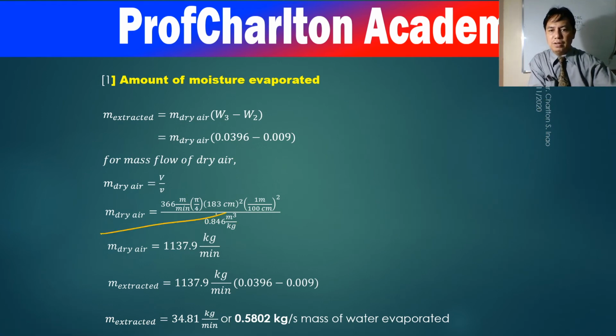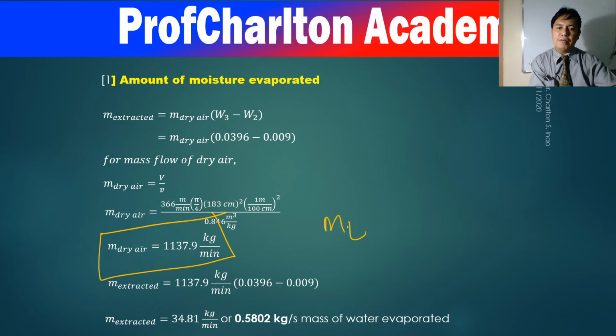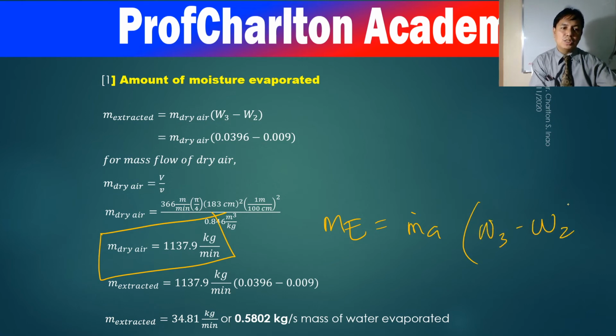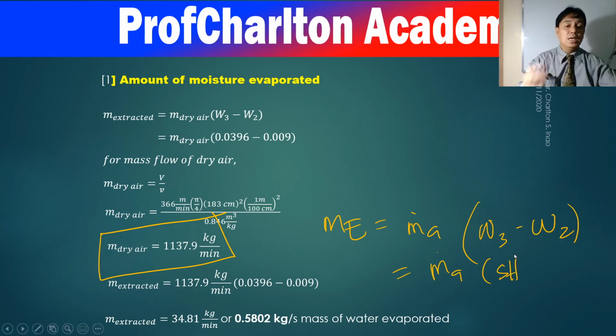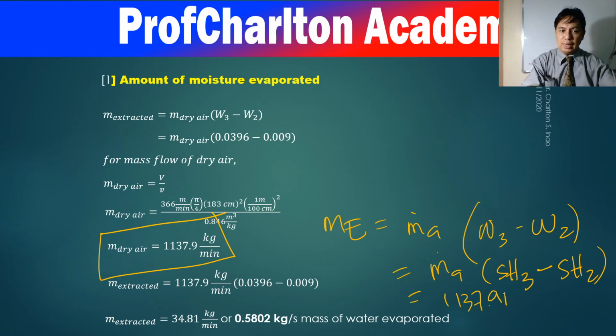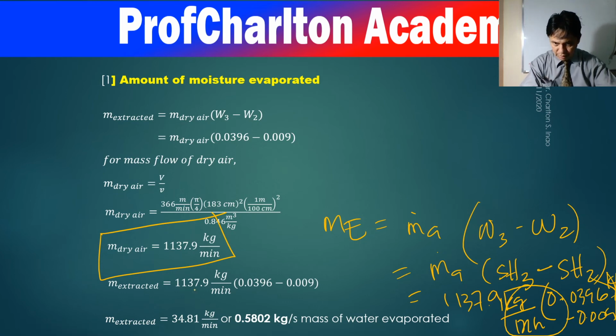Okay, so let me erase this. So the answer for the mass of dry air is this, right? We are not yet done. The mass extracted is the mass of dry air times the specific humidity at 3 minus the specific humidity at 2. If you are having difficulty writing this notation, specific humidity 3 minus specific humidity 2. So substituting values, we have 1137.9 kilogram per minute, and then you just have to get the difference, 0.0396 minus 0.009. Because this is kilogram per kilogram, you will have kilogram per minute.